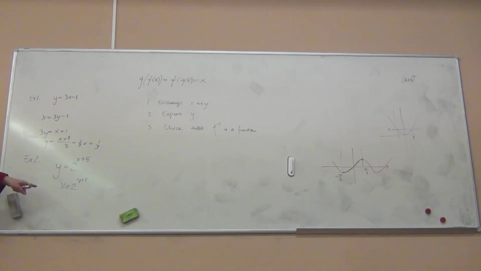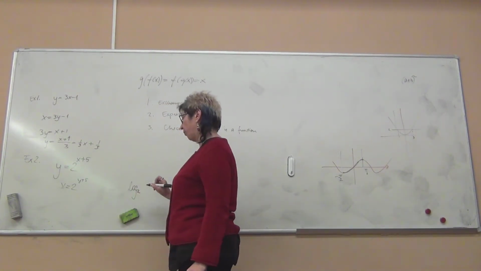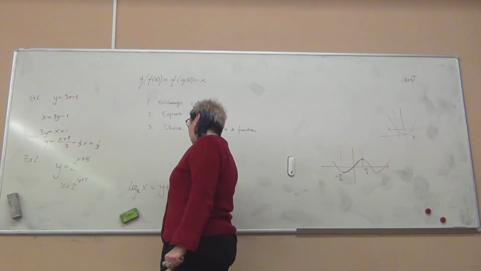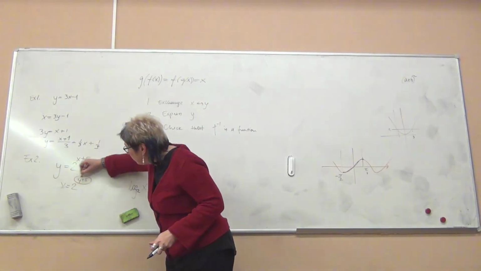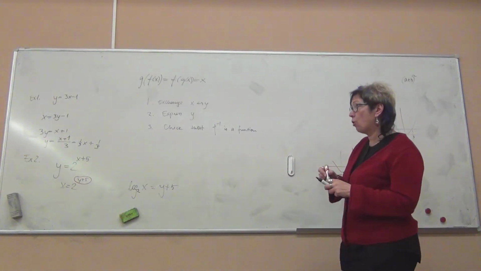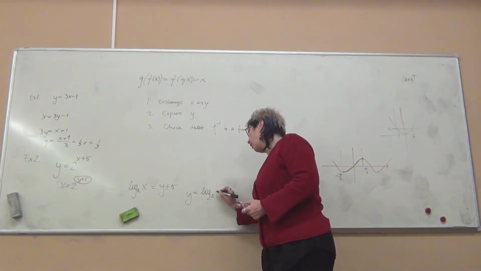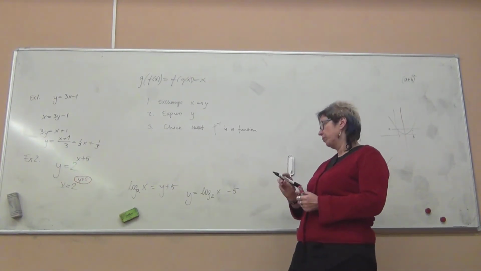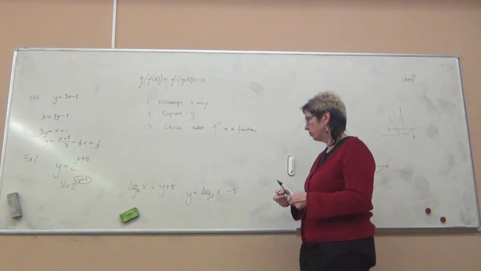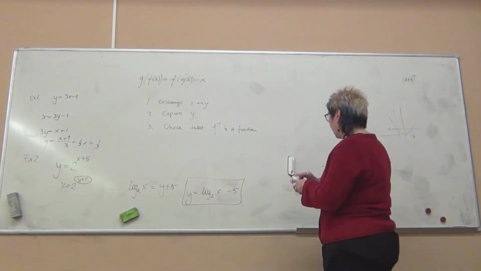How can we change this? Logarithm on the base of 2. Yes. Log to base 2 of x is equal to y plus 5, because logarithm actually is the exponent, the index. This is the logarithm value. And from here we can say that y equals log to base 2 of x minus 5. Minus 5 is not inside the logarithm. So this is the inverse function of the second.